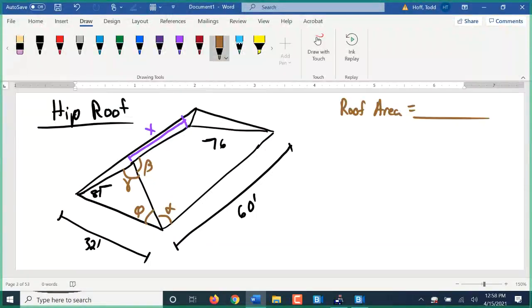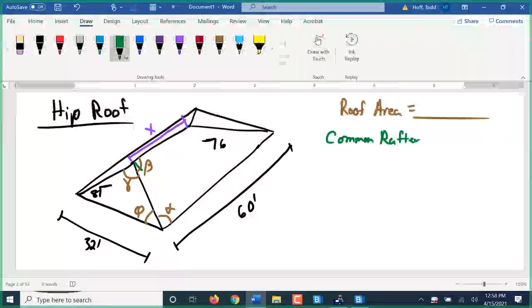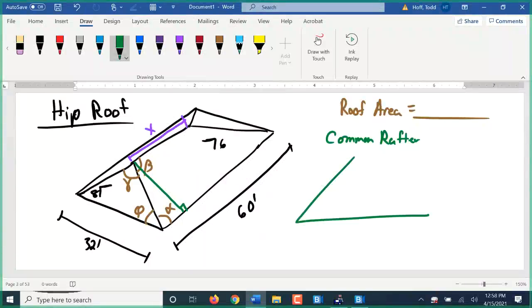Hopefully everybody's had time to draw that out. So I want to start off with, just like we always would on any of these hip roofs, the common rafter. So the common rafter's on the main roof here, and I'm actually going to take it right here where the ridge stops and it slopes into the hip. The reason I'm doing that will help me with some of those angles later.